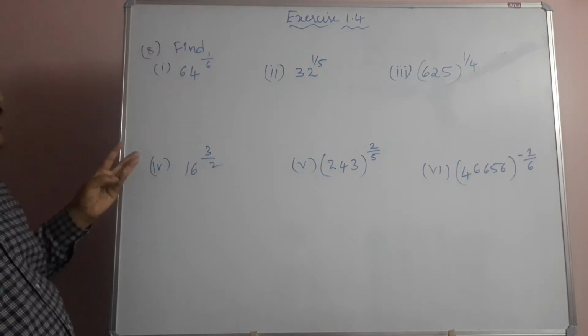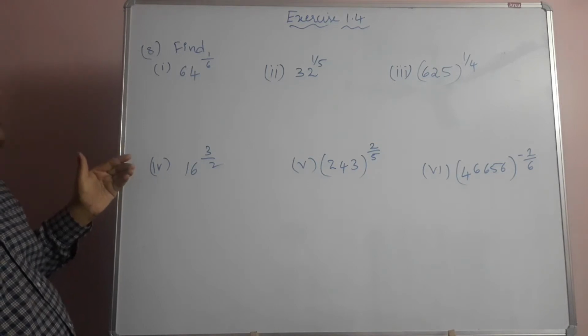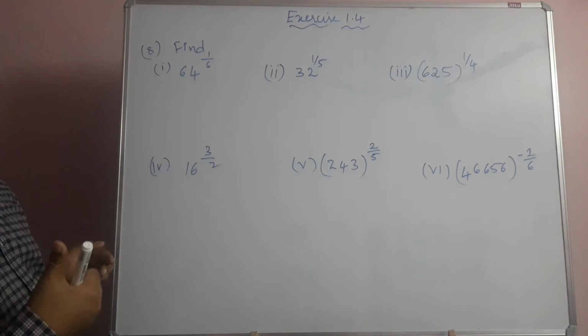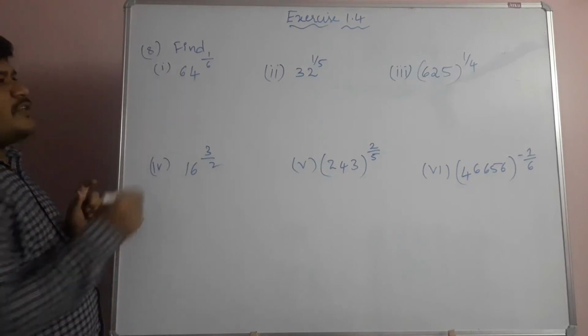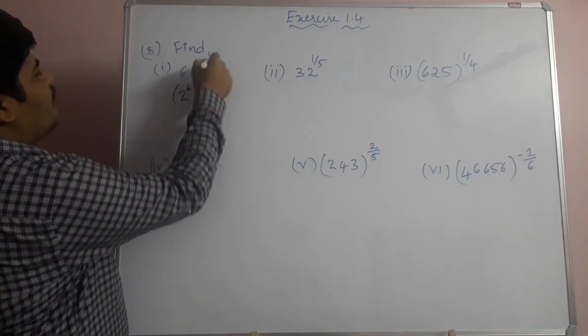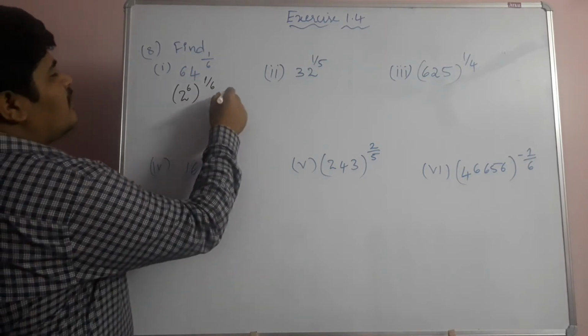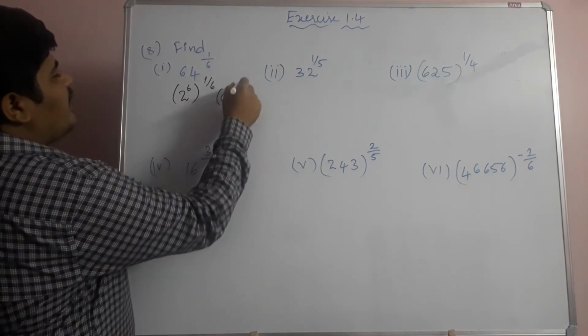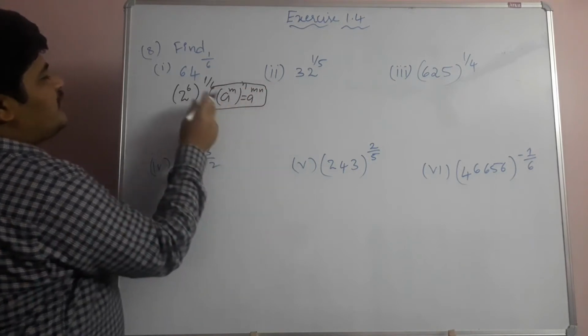64 is there, students. 2 into 2 is 4, 4 2s are 8, 8 2s are 16, 16 2s are 32, 32 2s are 64. So we can write 64 as 2 to the power of 6. So 2 to the power of 6 whole to the power of 1 by 6. And we have one formula: a power m whole power n is equal to what? a power m into n.